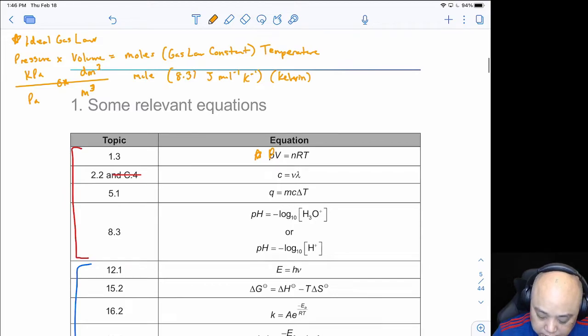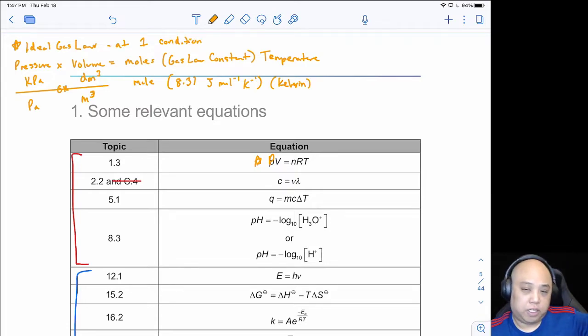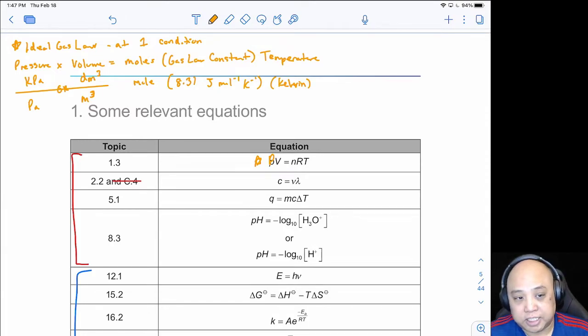Okay. Now, the ideal gas law is used for solving for one set of conditions. So if you're given a pressure, and a volume, and temperature, you want to figure out how many moles of gas you have and things like that. Or you want to figure out the pressure and volume at that certain scenario, but only one condition there.